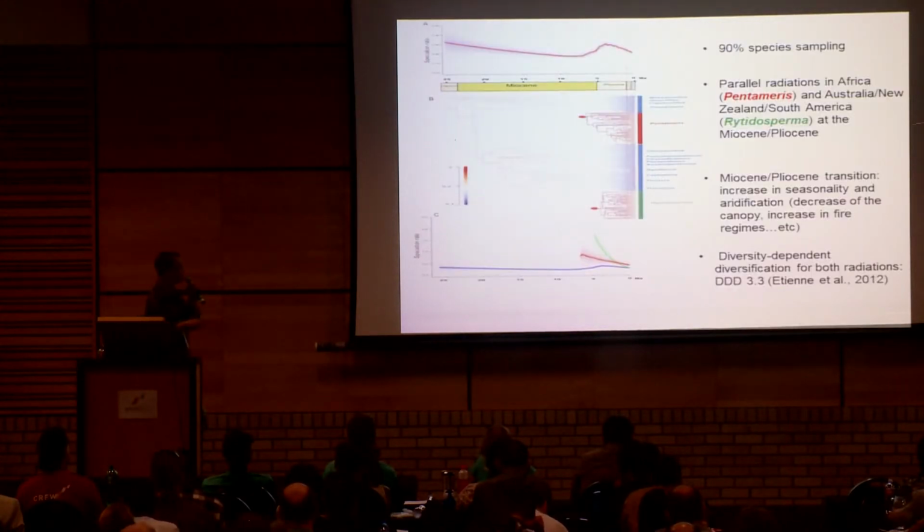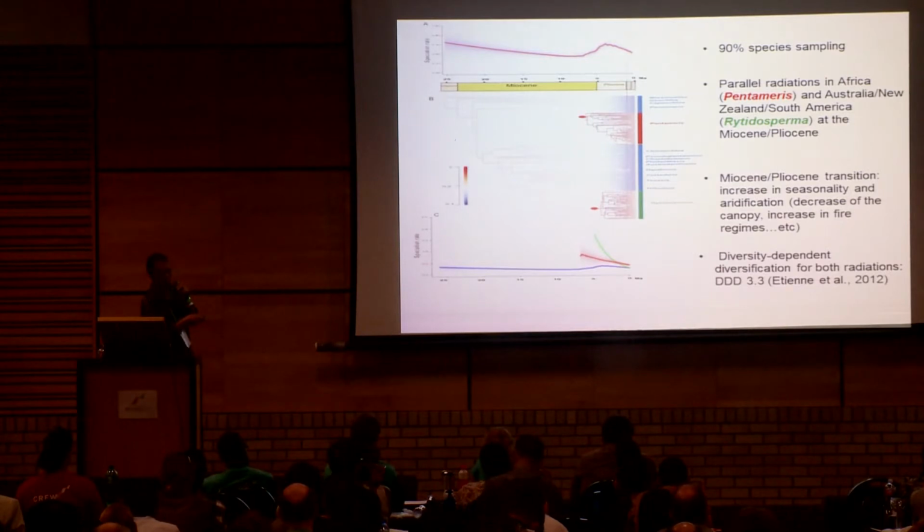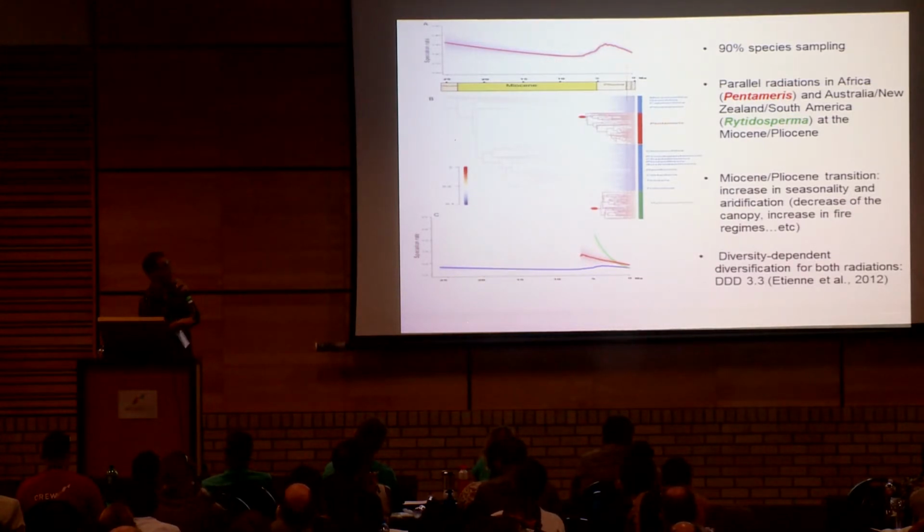Now we did the same, 90% species sampling. We're working on the 10% missing. And we did diversification analysis, and we see a slowdown. And if you look at the shifts, that's Pentameris, a Cape clade, endemic to the Cape region. Well, no, some species occur outside of the Cape, but this is African, and this is Australian, New Zealand, South America. And we have a shift in diversification for these two guys.